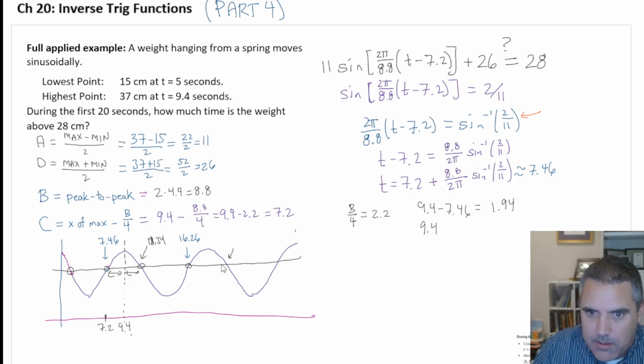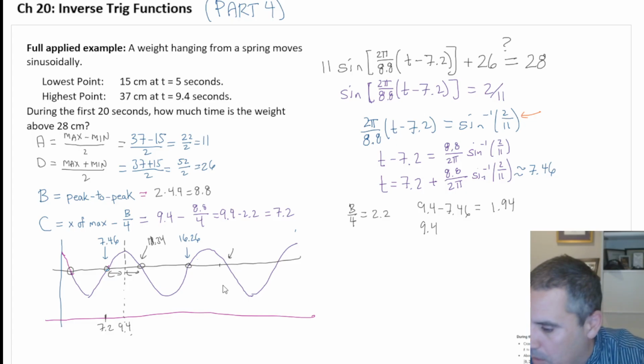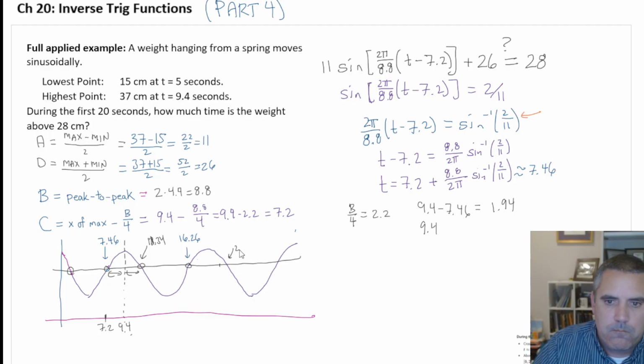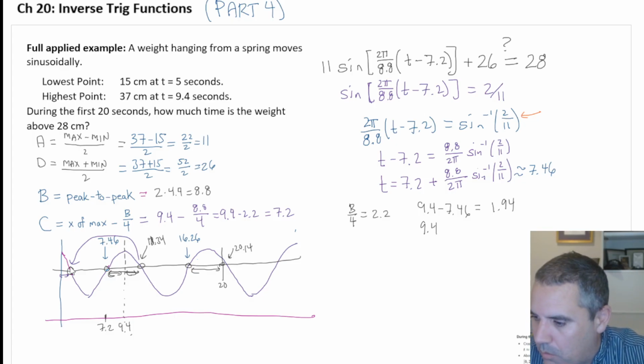I got that it was a little more than 20. So if I do this plus 8.8, yeah, I got 20.4. So I'm only going to go to 20 and stop. So I need this length of time. So 20 minus 16.26. I need this length of time, which is actually just 2.2 times 2, so it's 4.4. And I need this little length of time. That's kind of sneaky. So I need to go back 8.8. So 11.34 minus 8.8. I got 2.54.